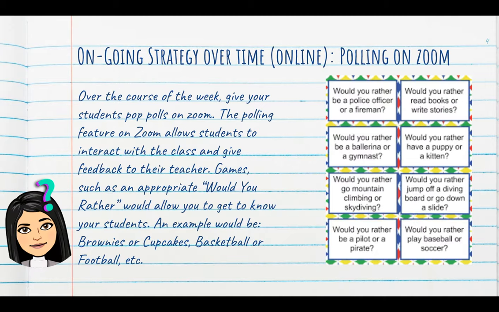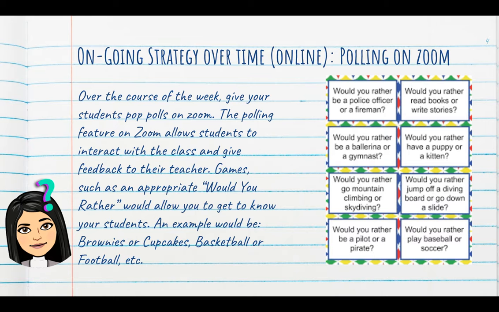For an ongoing strategy over time online, we use polling on Zoom a ton. It is actually a feature I had no idea was even on Zoom until I upgraded my Zoom account. So we do a would you rather game for our students that's much more appropriate, of course. So we ask them questions like brownies or cupcakes, basketball or football, would you rather be a pilot or a pirate? And we can see all the students' individual results on our end.